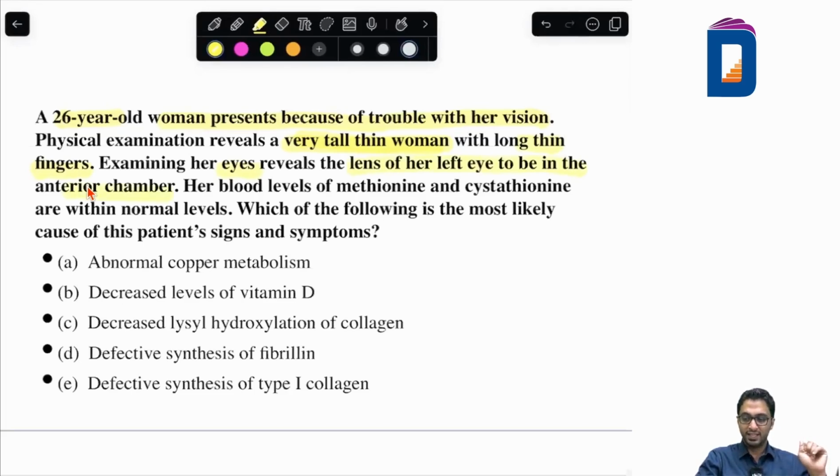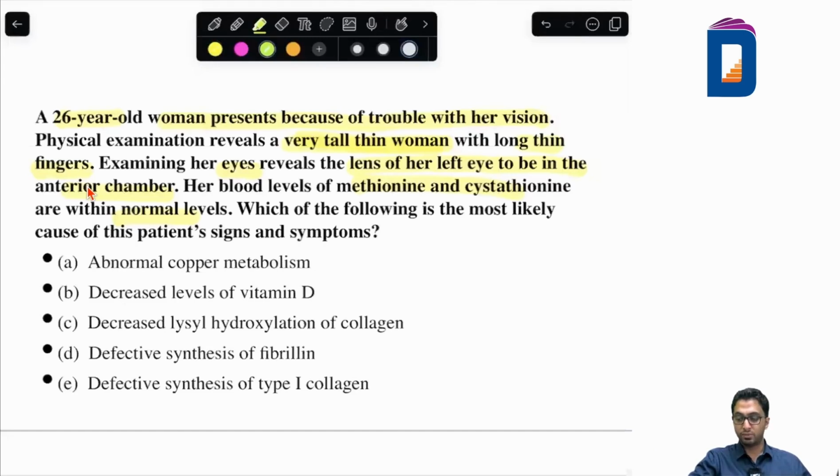Displacement of the lens. Her blood levels of methionine and cystine are within normal limits. So this is saying that it is not homocystinuria and all this. That's not significant. Is there any such option? No, forget it. Which of the following is most likely? This is just to confuse you, methionine, cystathionine and all. Most likely diagnosis. For this particular question, you have to connect a little bit with the options.